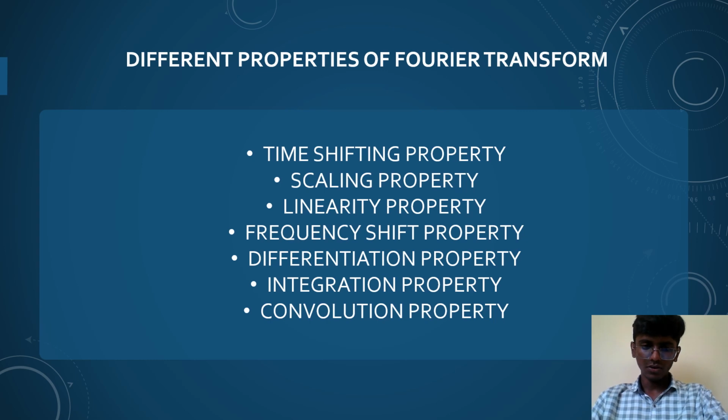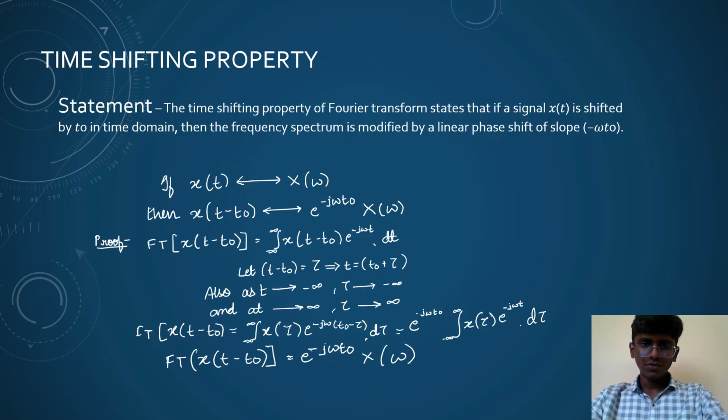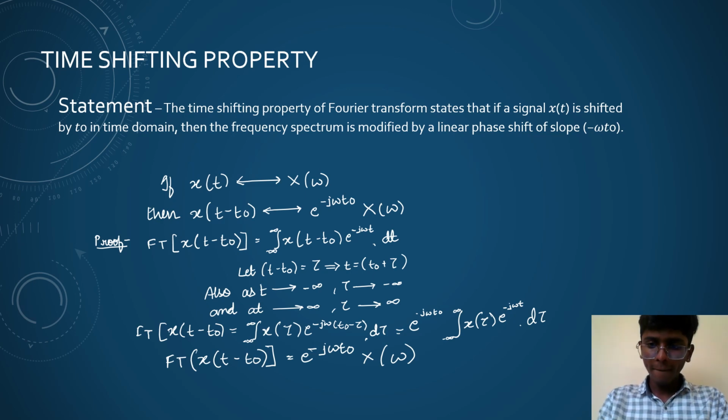Moving on to the next slide. Time shifting property. The time shifting property of Fourier transform states that if a signal x of t is shifted by t naught in the time domain, then the frequency spectrum is modified by a linear phase shift or slope of minus omega into t naught. In detail, we will explain in the below derivation.